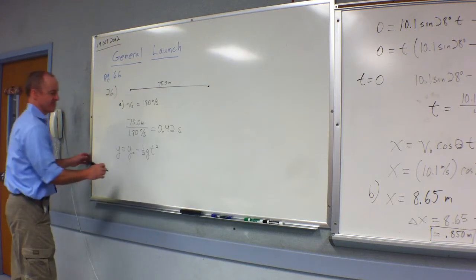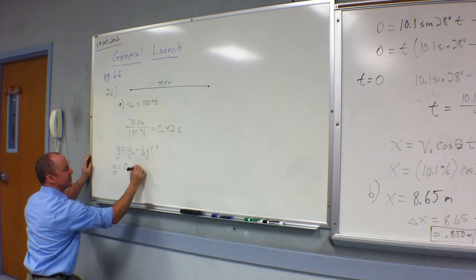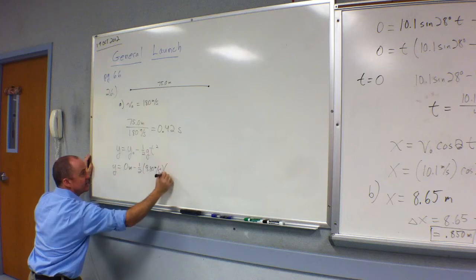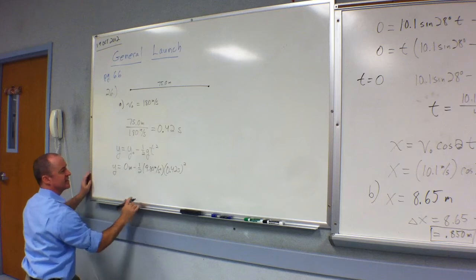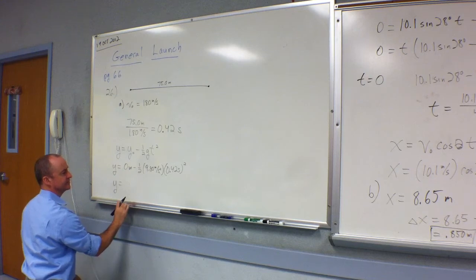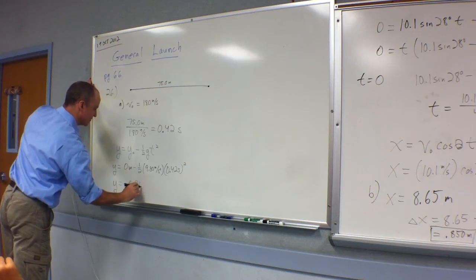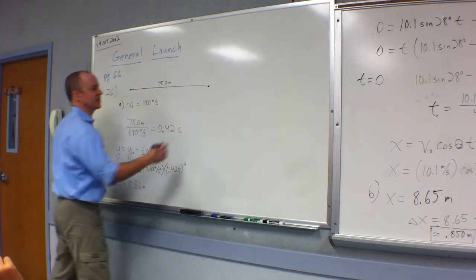All right, so we're looking for y. Let's say it started at 0 meters, minus 1/2, 9.80 meters per second squared, times 0.42 seconds squared. And what are we going to get for y here? What happened was I got negative 0.86 meters, which is by how much the gun missed the target. They never actually say it's a bullet, but you have to assume.